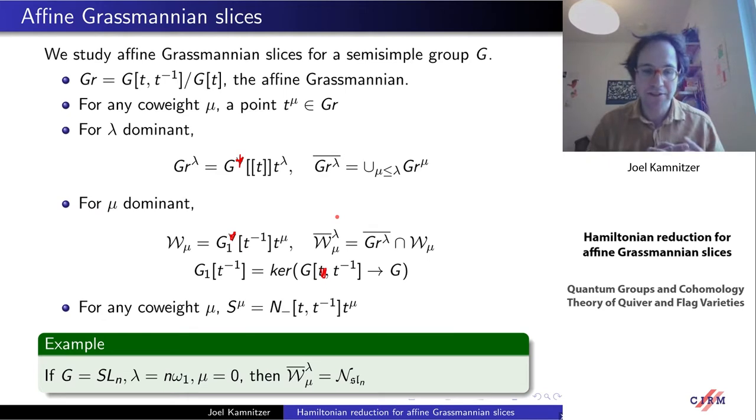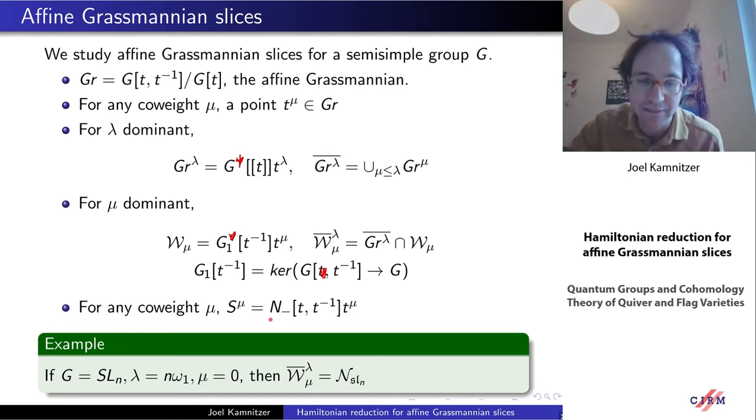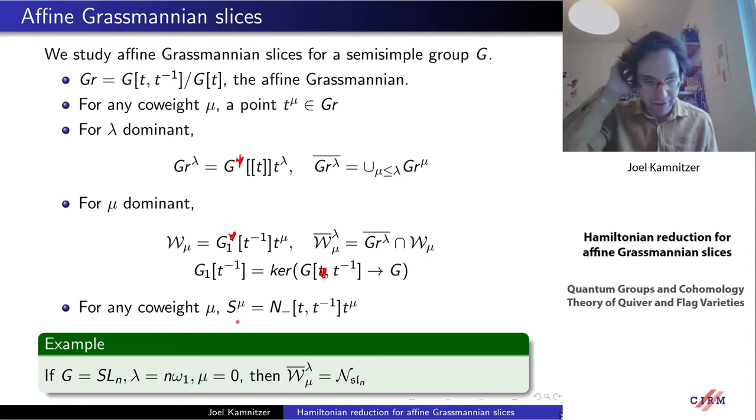And finally, we'll also need one other piece of notation, so-called semi-infinite orbits. Here, rather than taking the full group G, we work just with the lower triangular part, the unipotent radical of a Borel. We'll call it n minus, thinking of it as being lower triangular. And I take its points over Laurent polynomials and take its orbit. And I get something that's kind of half infinite dimensional. It's neither finite dimensional nor finite codimensional.